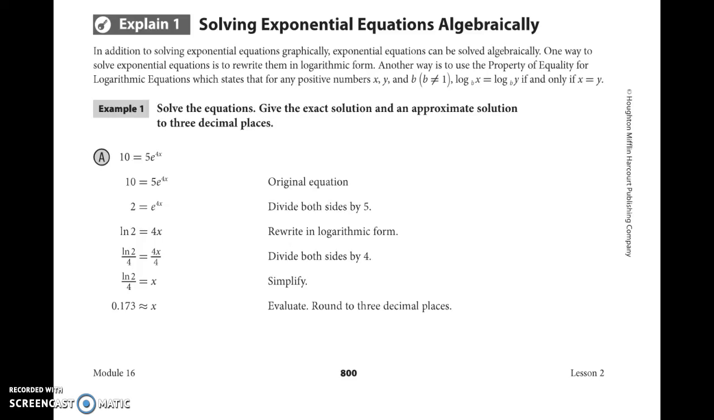Alright, in this video I'm going to be going over Module 16.2, Explain 1, and I'm on page 800. So let's get started. Solving exponential equations algebraically. In addition to solving exponential equations graphically, exponential equations can be solved algebraically.